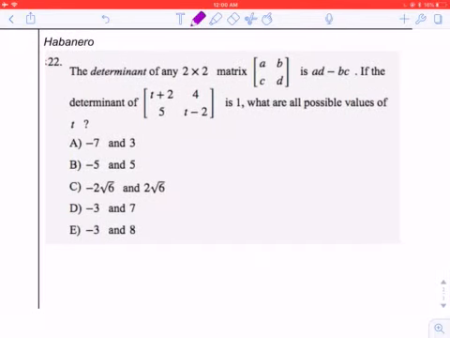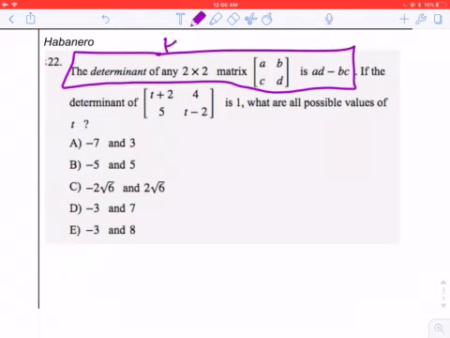And then finally habanero. So again, check this out. Every time the ACT wants you to use this type of problem, they give you this hint. Right? So really big clue that they want you to use the determinant here. It says, if the determinant of this thing, they tell us a kind of crazy matrix, if the determinant is 1, what are all the possible values of t? So they want us to figure out what t is.